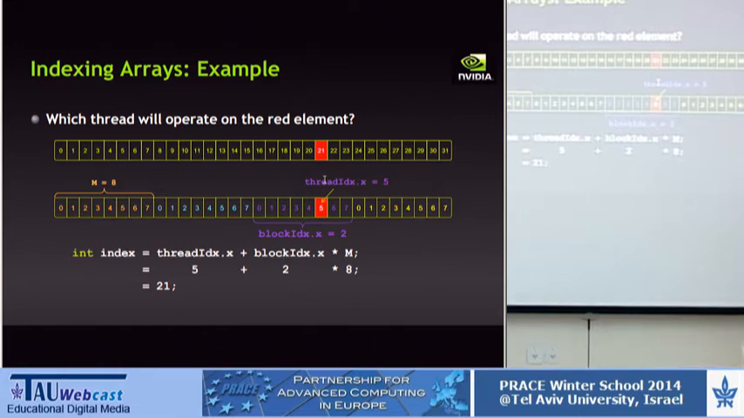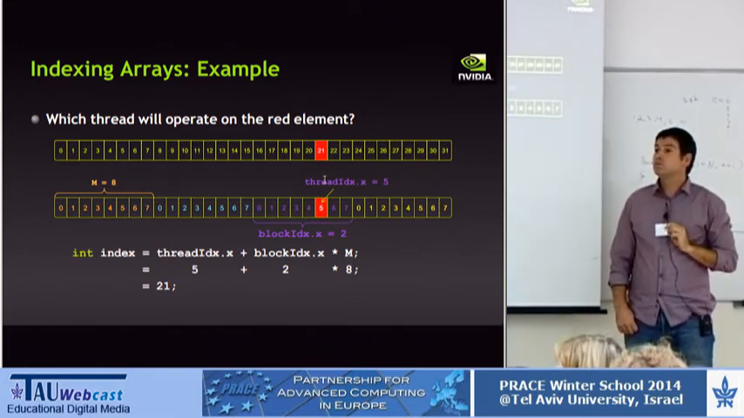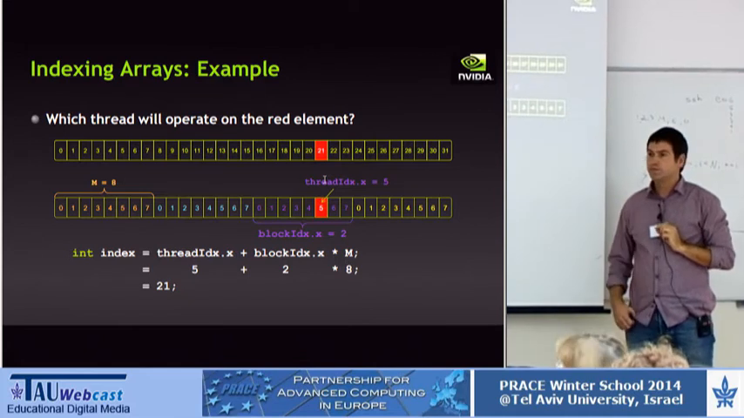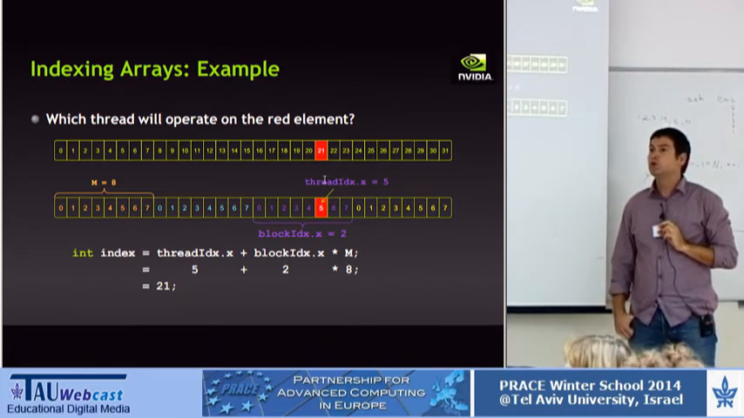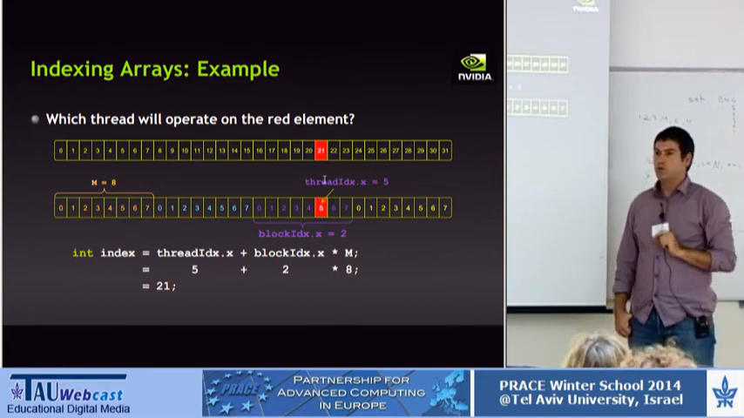How is it mapped actually to physical cores? We didn't talk about it, and we will not talk about it.